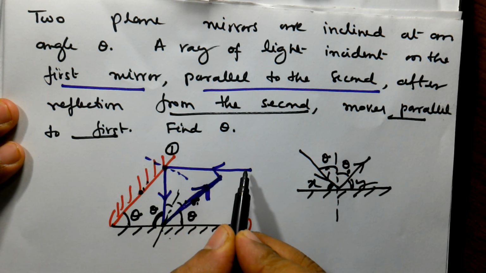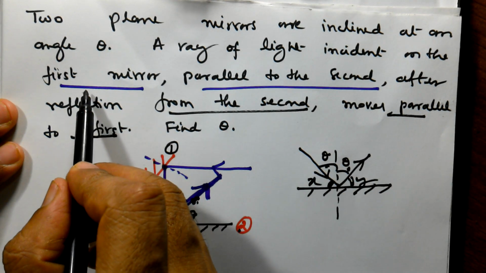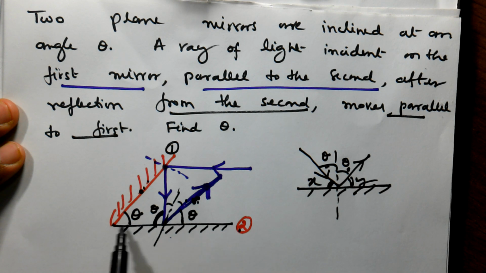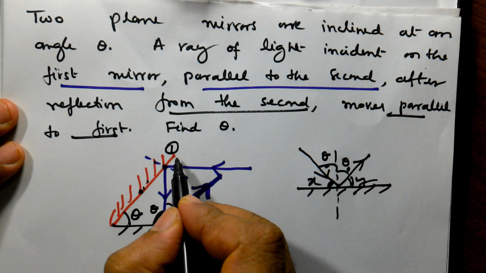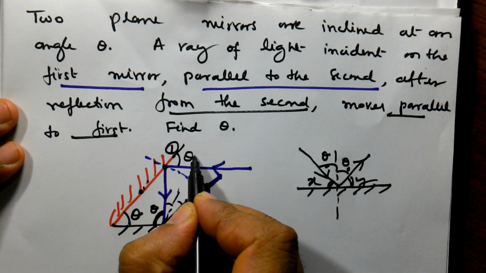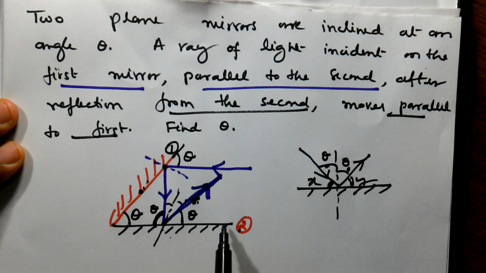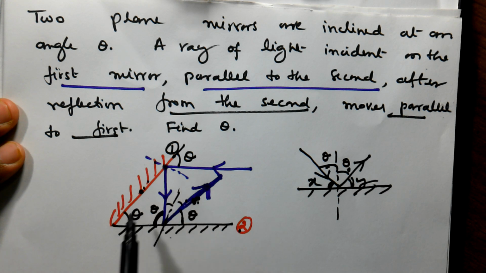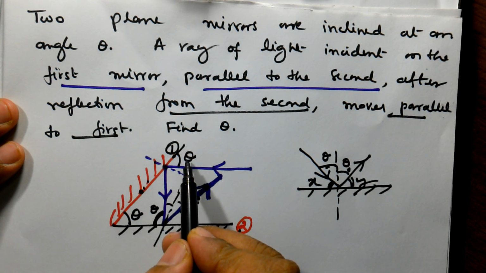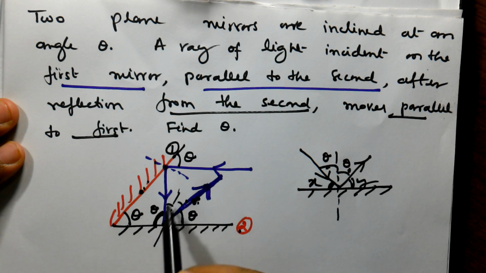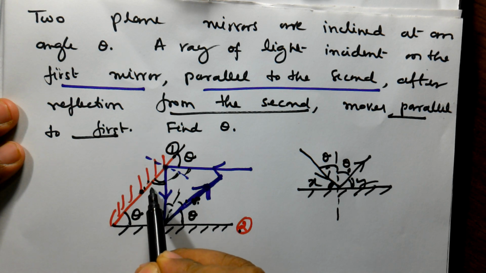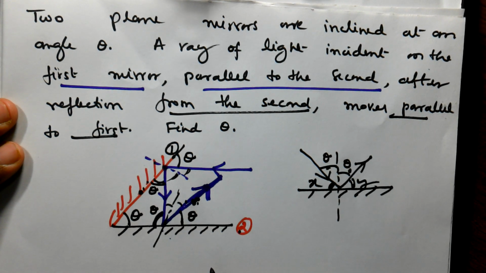Now you see the first ray of light, incident here. This ray is incident on the first mirror, parallel to the second. So this and this are parallel. This is theta, this is also theta. So the first ray is incident on the first mirror but parallel to the second, so this angle should be theta. For this one, here is the angle of incidence and reflection, but the glancing angle is theta. This should be theta. Right? Hope you have followed this.